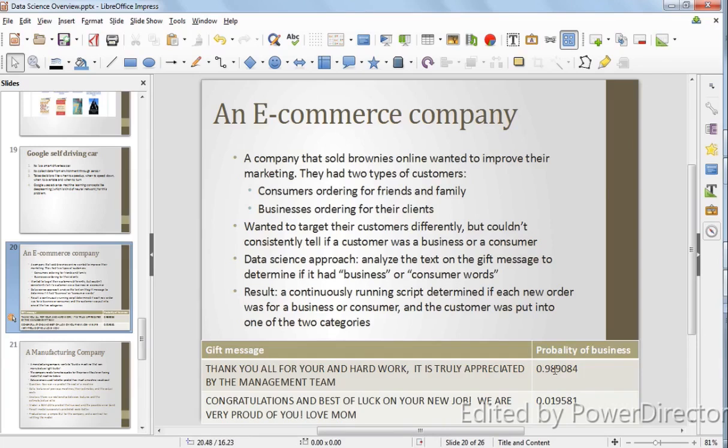In the next message, when any customer does something, the probability of being a business customer would be around 1.9%. That means 98% is the probability of being a consumer category, that is a single user who is ordering for friends and family. So this is how any company can classify their customers into two categories by using text data.